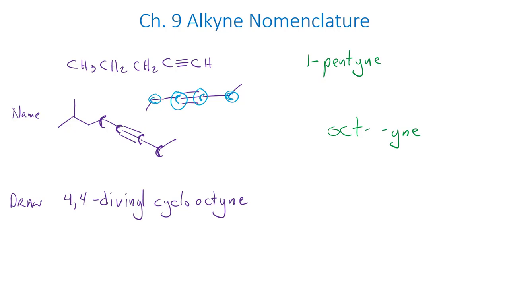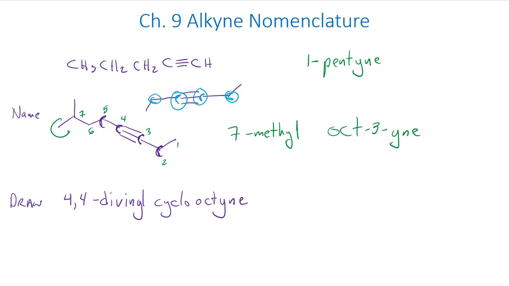for variety's sake. We can start numbering to give that triple bond the lowest set of numbers. Means that it's going to have 3 and 4. So it's oct-3-yne. And if we keep numbering, we'll find that on the number 7 carbon we have a methyl group. So we have 7-methyl-oct-3-yne.